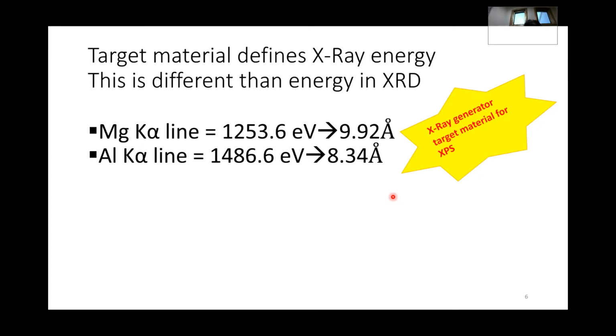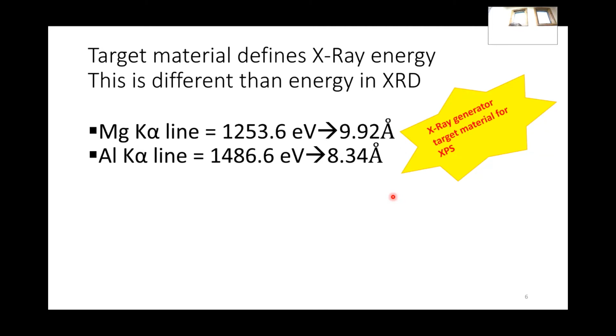And so for an XPS, X-ray generator target material. So there's a difference between a radiation source and a radiation generator. A radiation generator does not emit radiation when it's turned off. So if your X-ray tube in the XRD or an XPS is turned off, it's no longer emitting radiation. If you have a radioactive source like plutonium or something, that's an X-ray source. You can't turn it off. Okay, so some terminology there.